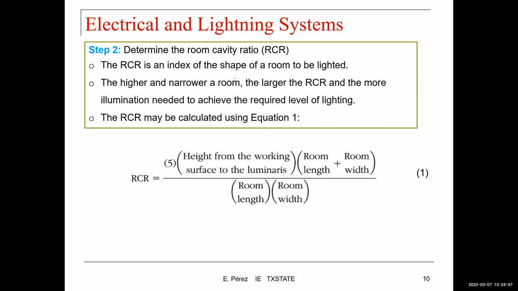When we say the height from the working surface to the luminaires, in this case, that would be the height between the roof, which has integrated lights, and this is my workstation. So it will be that dimension from the roof to this surface. That will be the height from the working surface to the luminaires.